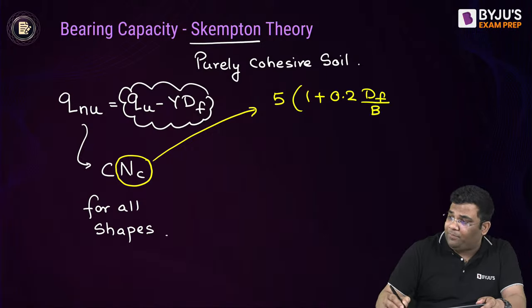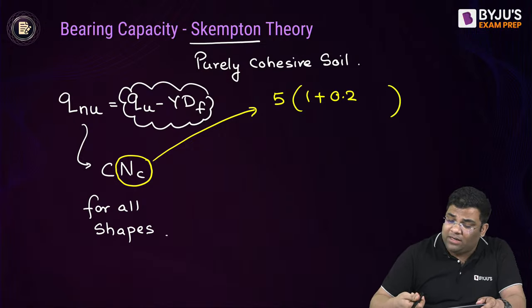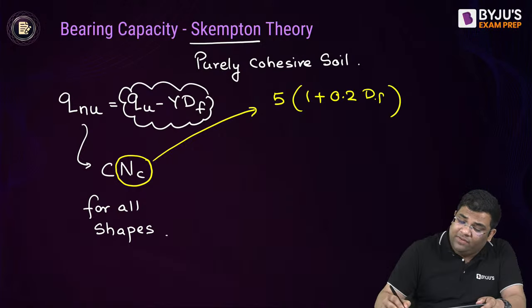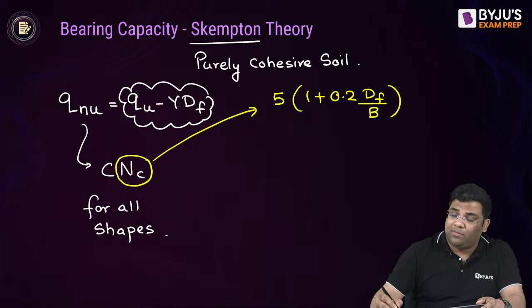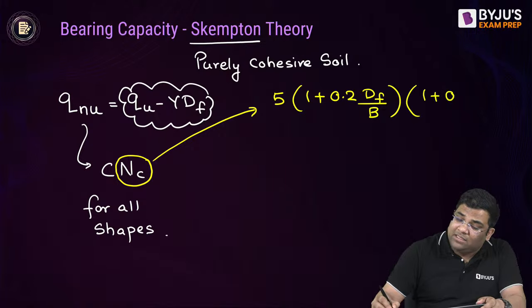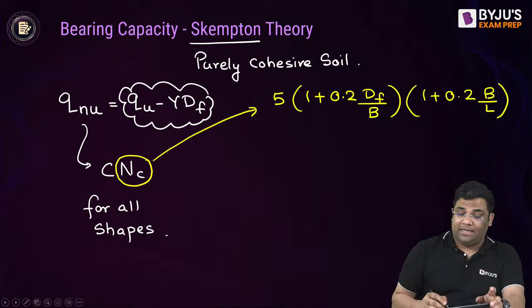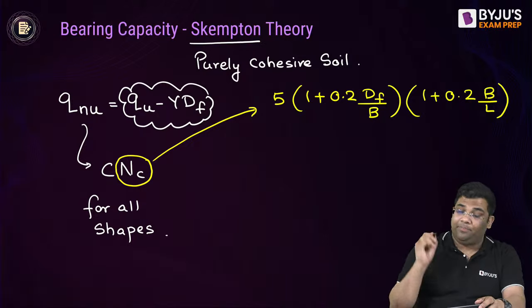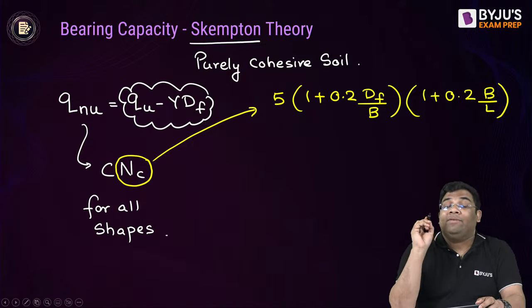What is dF? dF is the depth of the footing, B is the width of the footing. Then 1 plus 0.2 B by L. This is the equation of what? This is the equation of your NC, given as per Skempton.